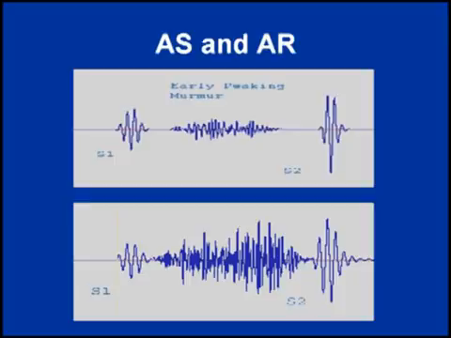First, the innocent murmur, and now aortic stenosis.